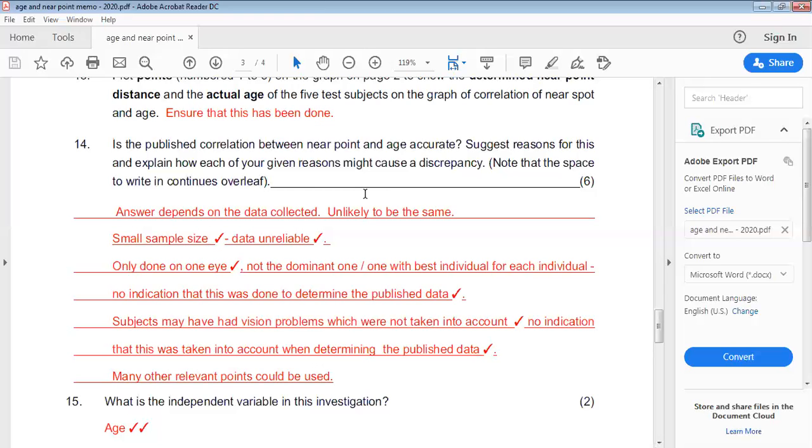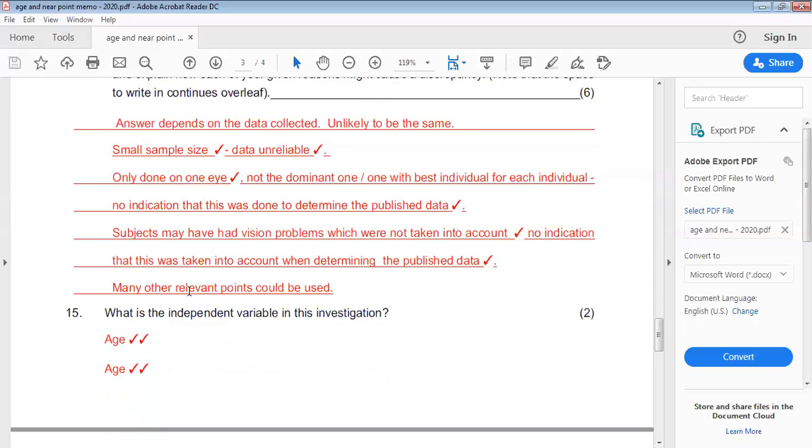And then lots of other relevant points that you could have used. There's no indication in the method of how rapidly you have to move the pencil towards the subject, or that the subject needs to move the pencil towards their eye. And so it might have been much faster from one person to the next person, etc. There are lots of reasons why it might not have been accurate.